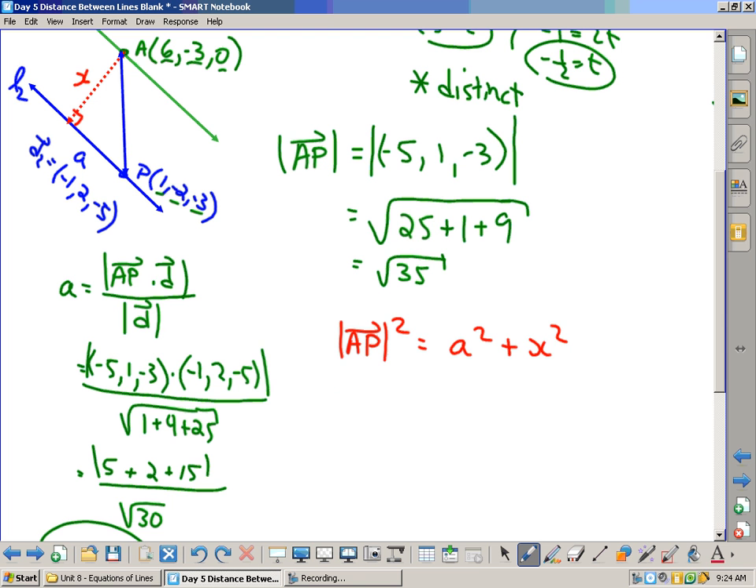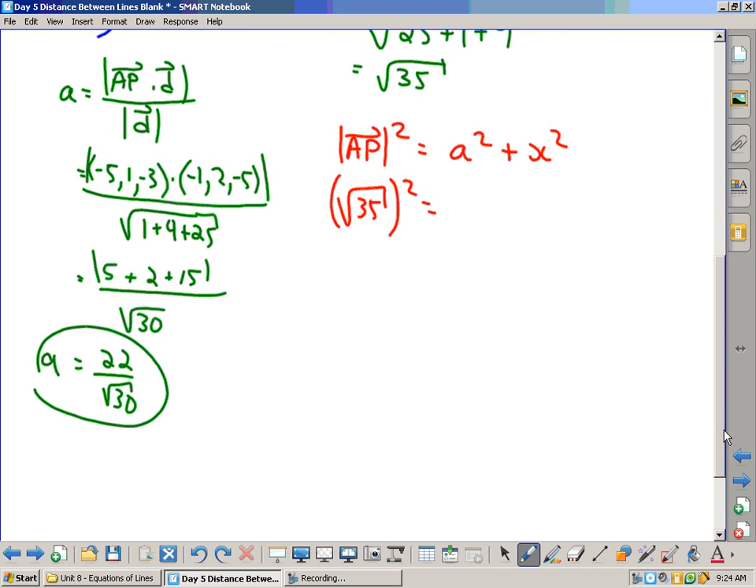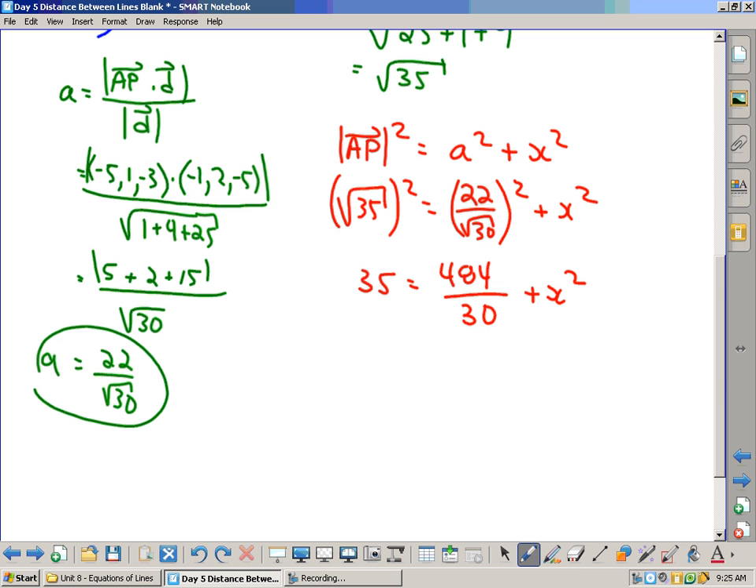We know that this is root 35 squared equals A squared. Well, we just figured out that A was 22 over root 30, squared, plus X squared. So now we square everything and we're going to get 35, root 35 squared is just 35. 22 squared is? Sorry? 484, very good. You do that off the top of your head? Good. We're going to do 35 minus 484 over 30.